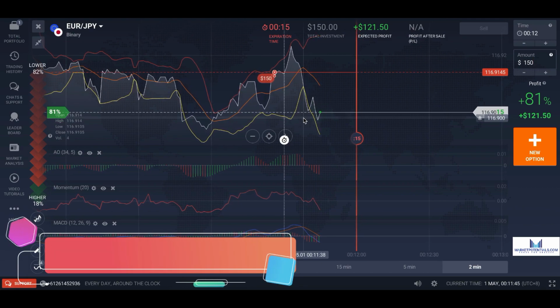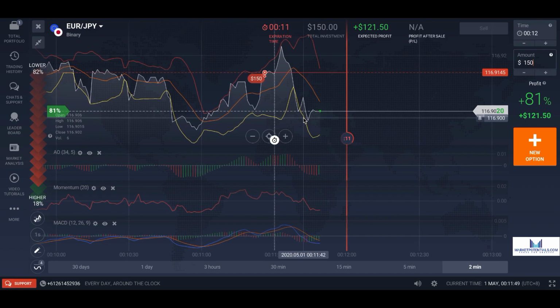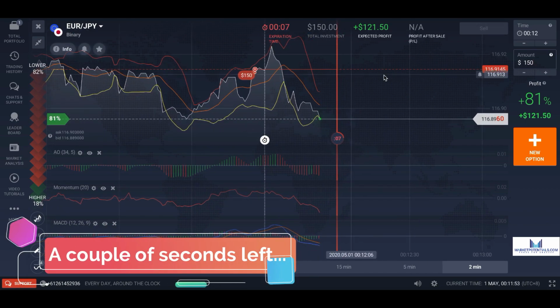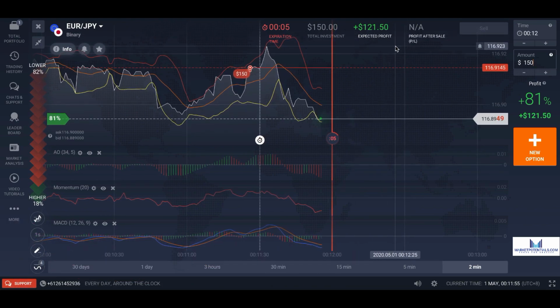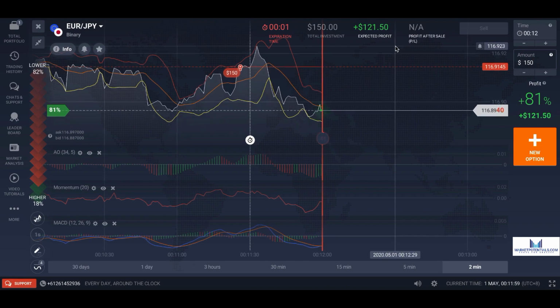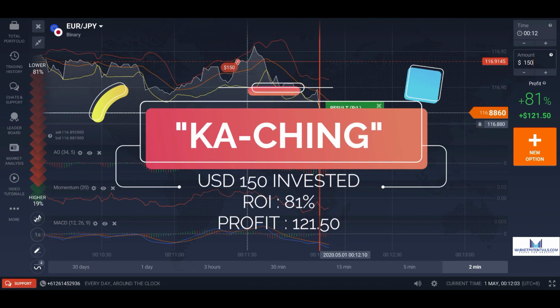I selected lower. So as soon as, in a couple of seconds, as long as the chart remains below the red line, I stand to pocket $121.50, bringing me well over the $400 target that I set out. That's a nice drop there, guys. There you go.